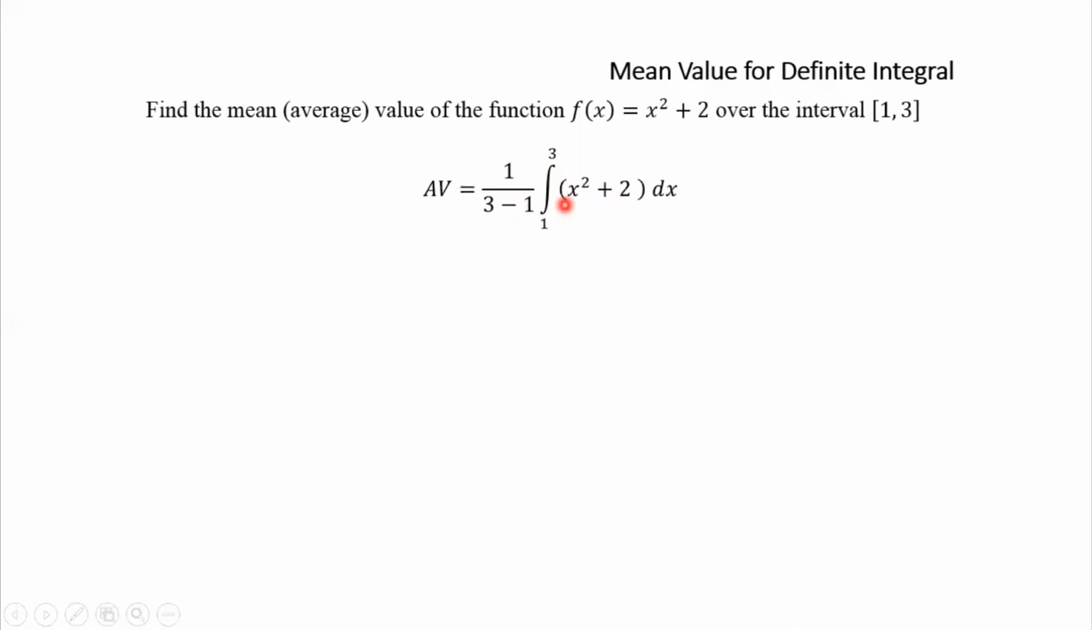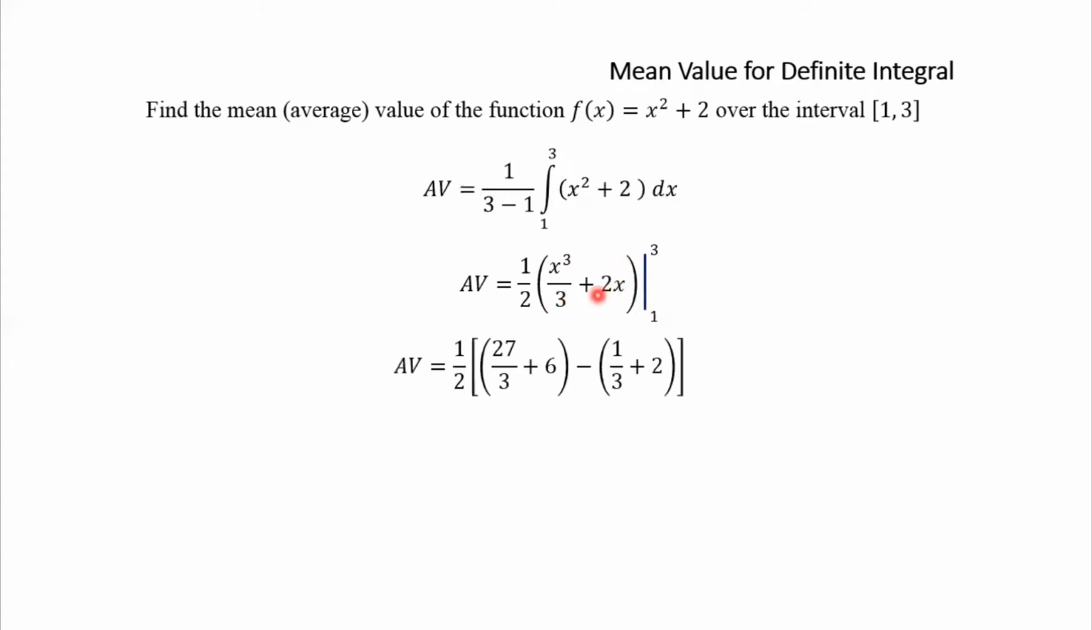Then evaluate the integral. Simplify 1 over 3 minus 1, which is 1 half, and find the antiderivative, which is equal to x cubed over 3 plus 2x, then evaluate this from 1 to 3. Using the first fundamental theorem of calculus, we simply substitute the upper limit for the variable. So we have 3 cubed, which is 27 over 3, plus 2 times 3, which is 6, minus, substituting 1 for the variable, 1/3 plus 2 times 1, which is 2.